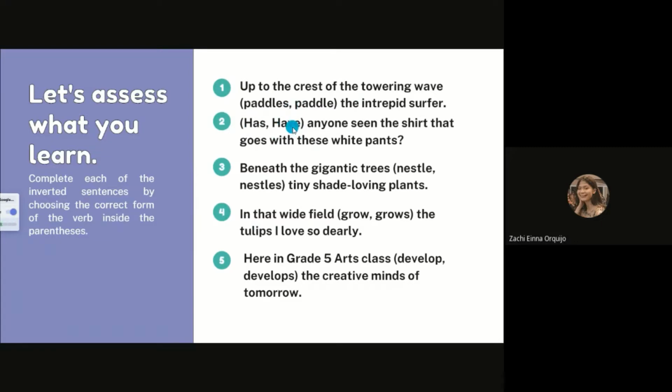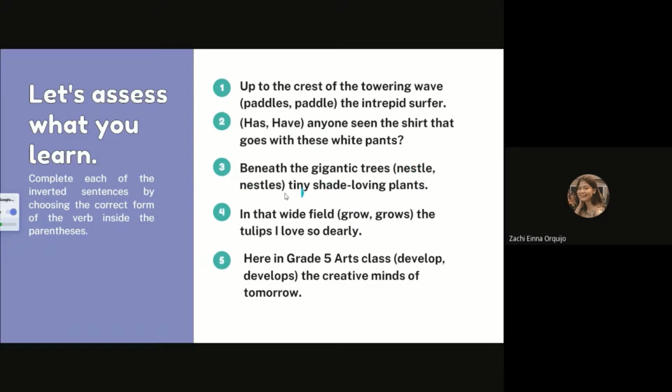Has ba or have? So ang subject natin dito ay anyone. Okay? So, kung singular to, you choose singular verb. Kung plural ito, you choose plural verb. For the third one, beneath the gigantic trees, nestle or nestles tiny shade-loving plants. So, ano yung subject dito? And then after you identify the subject, you choose between the two.